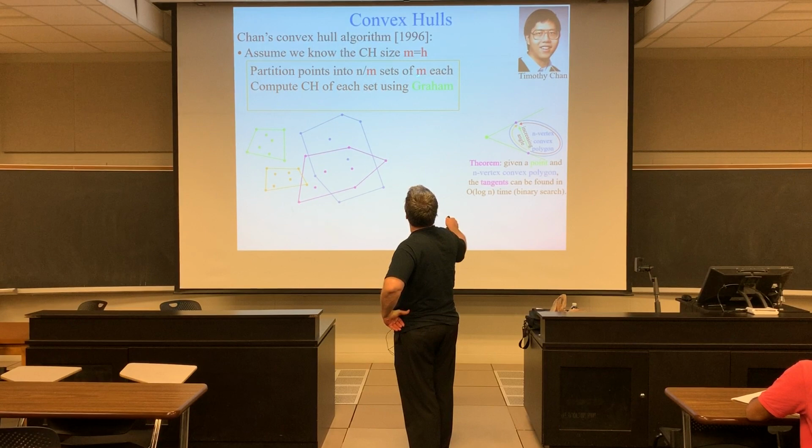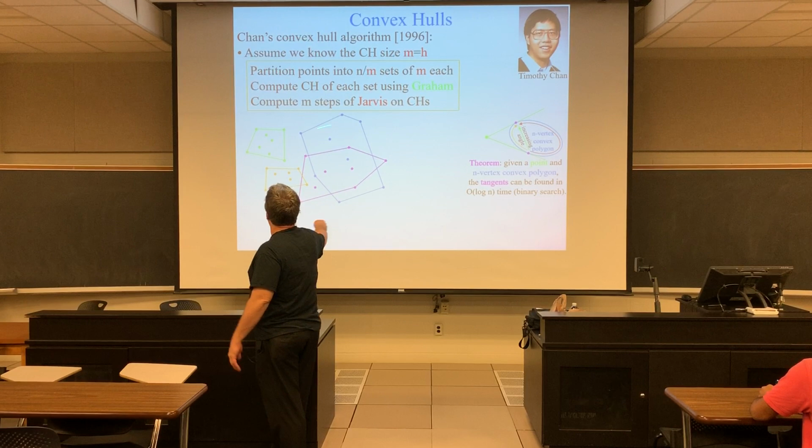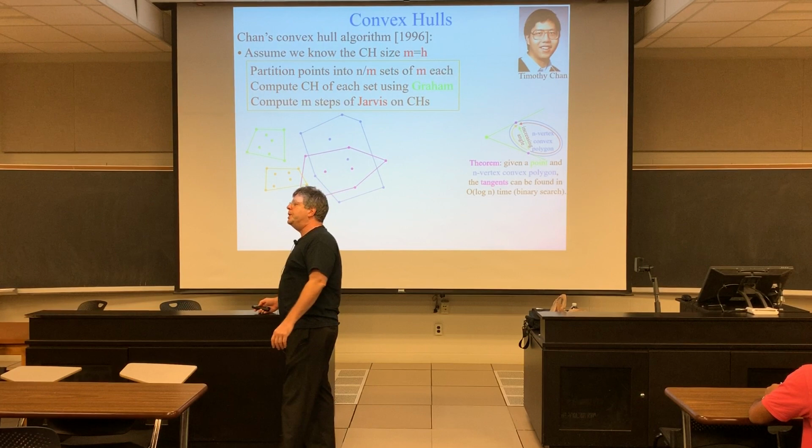And we assume that M is the size of the convex hull overall, which is also H. All right, so we got a bunch of small convex hulls, arbitrary. And look, they can intersect, they can overlap. There's no relationship among these convex hulls to each other. There can be any which way, however you happen to partition the point set. Doesn't matter.